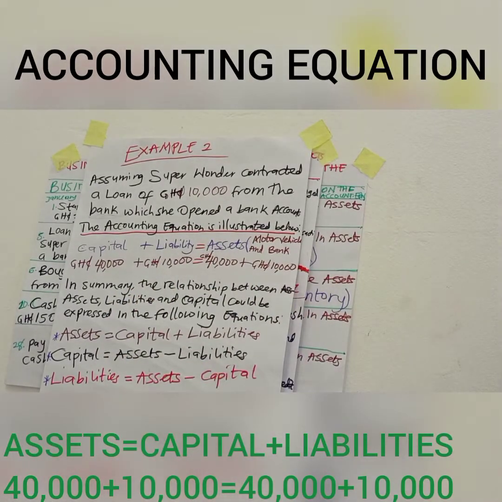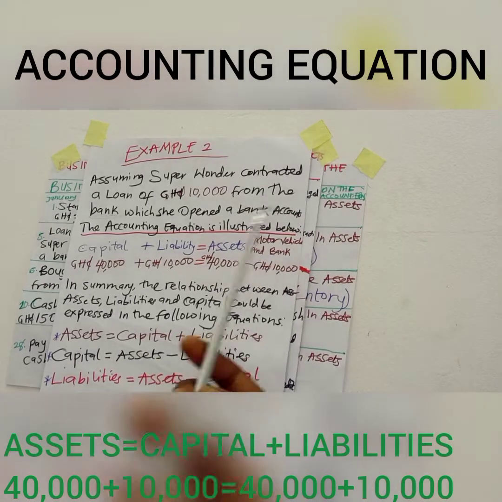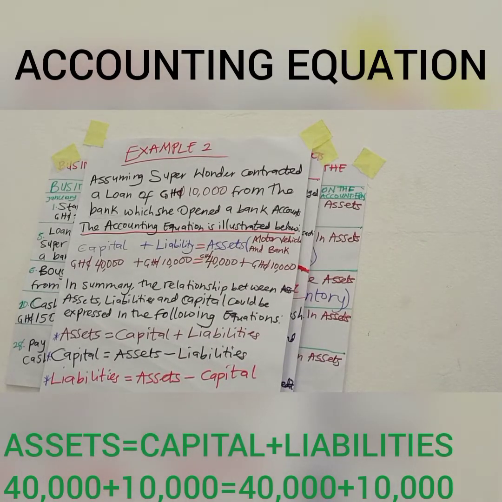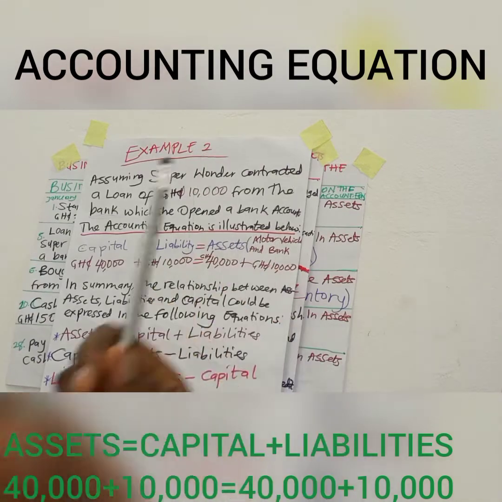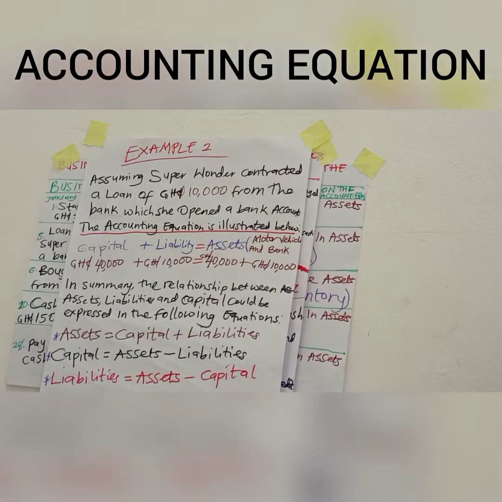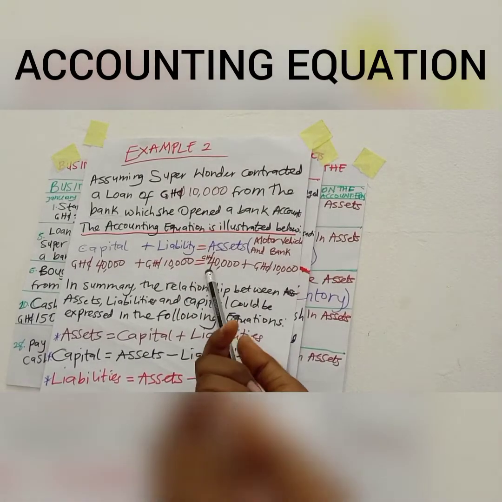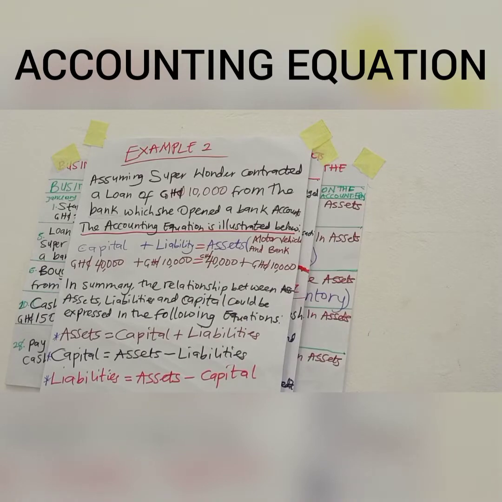It will be equal to assets. The assets will now be the motor vehicle and then the bank account, because she opened a bank account and placed the money there. So there will be cash in the bank for you. It will also be an asset. So it will be 40,000 plus the 10,000 in the bank.